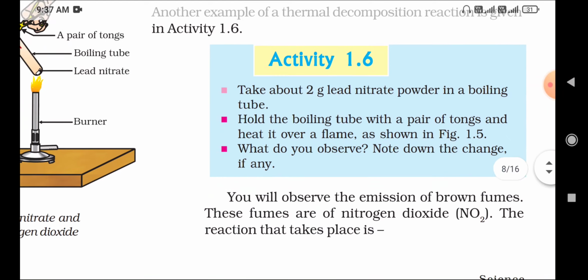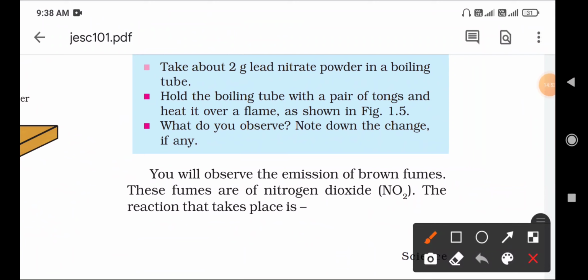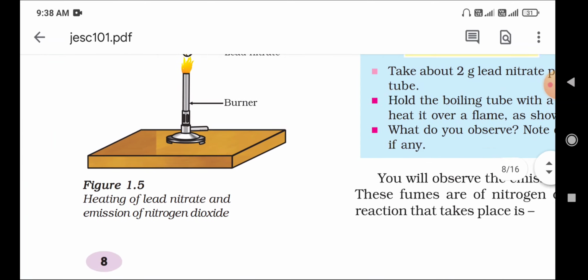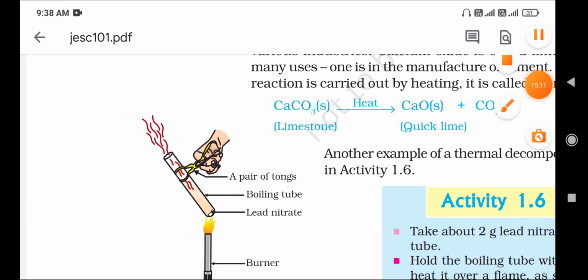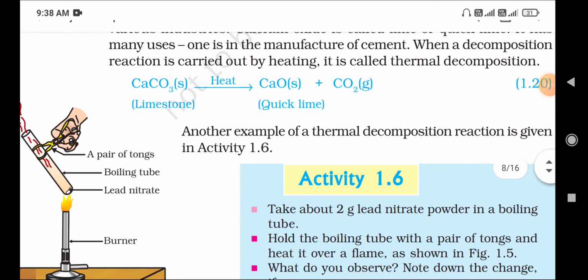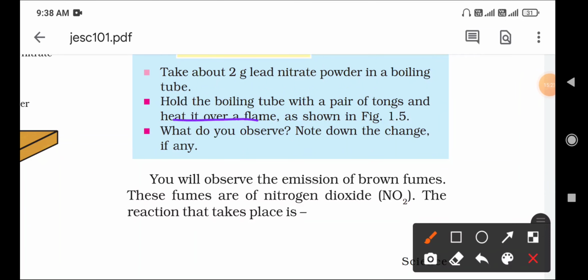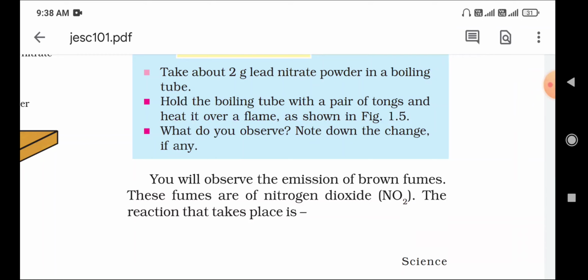Next activity, Activity 1.6. Take about 2 gram of lead nitrate powder in a boiling tube. Hold the boiling tube with a pair of tongs. This is called a pair of tongs. Lead nitrate is held in a test tube with the pair of tongs. Heat it over a flame as shown in figure 1.5. What do you observe? Note down the changes. You have to observe here.